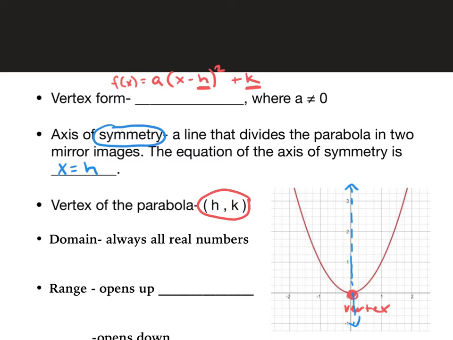Next, we have the domain. The domain of a parabola is always all real numbers. So on a test or quiz, it's going to ask you what's the domain of every single graph. Your answer is always going to be all real numbers. Domain is always all real numbers.